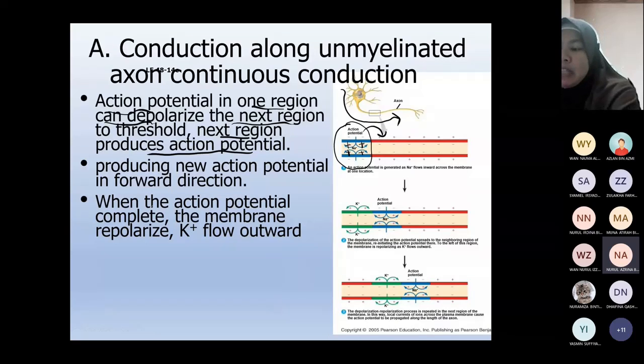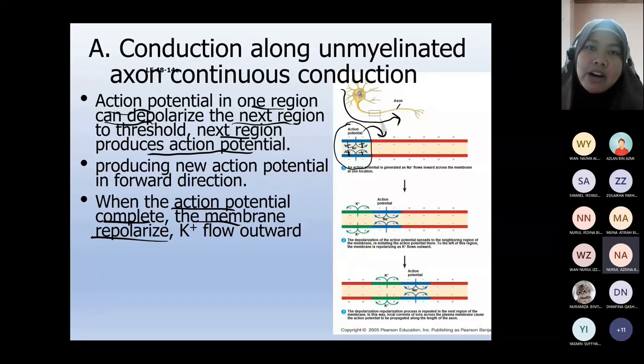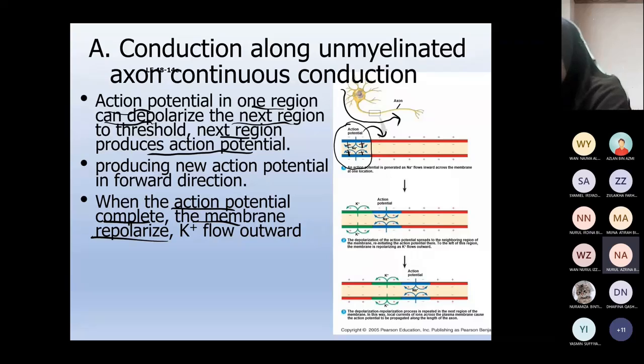So when action potential is complete, the membrane will repolarize, and potassium ion will flow outward. Ion will flow out of the cell. Okay, what does it mean? Okay, look at here. When the next region, this is the first region, this is the second region.